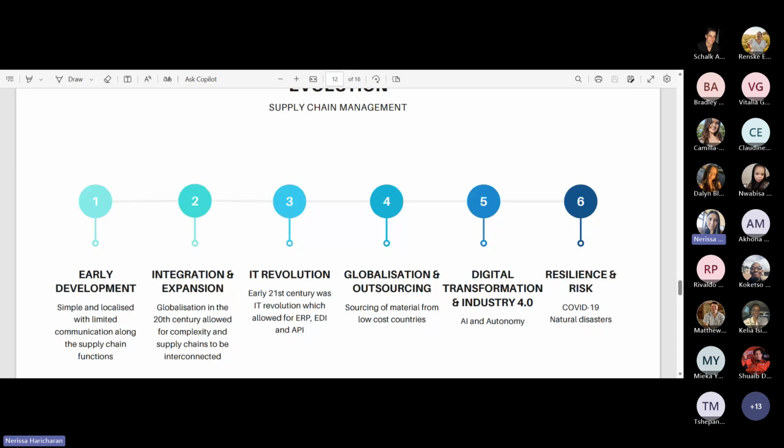Then we go into digital transformation and something that you call Industry 4.0. Here it basically is the rise of your digital technology, whether it is artificial intelligence, the Internet of Things, blockchain solutions, or just having big data integrity or big data analytics. This is what became the driving force of the digital transformation era, especially in supply chain.